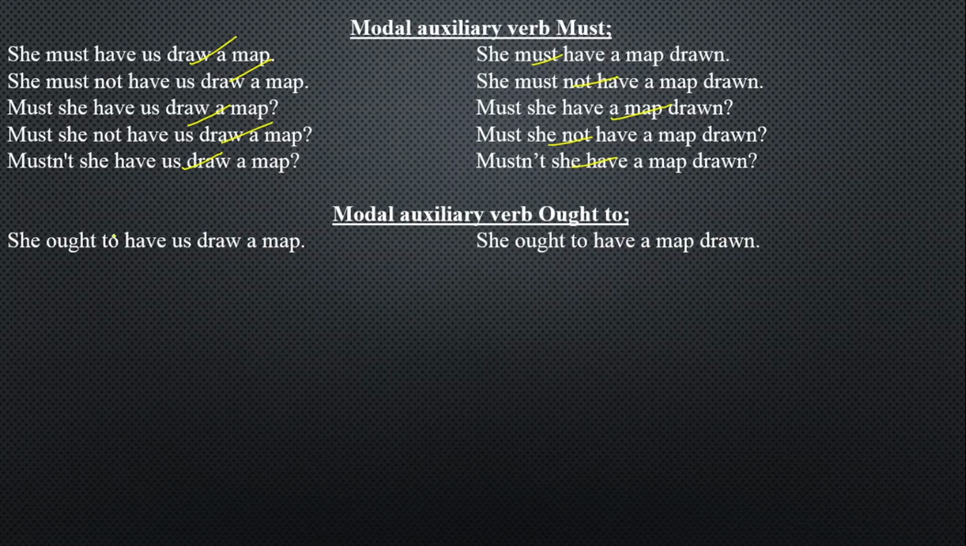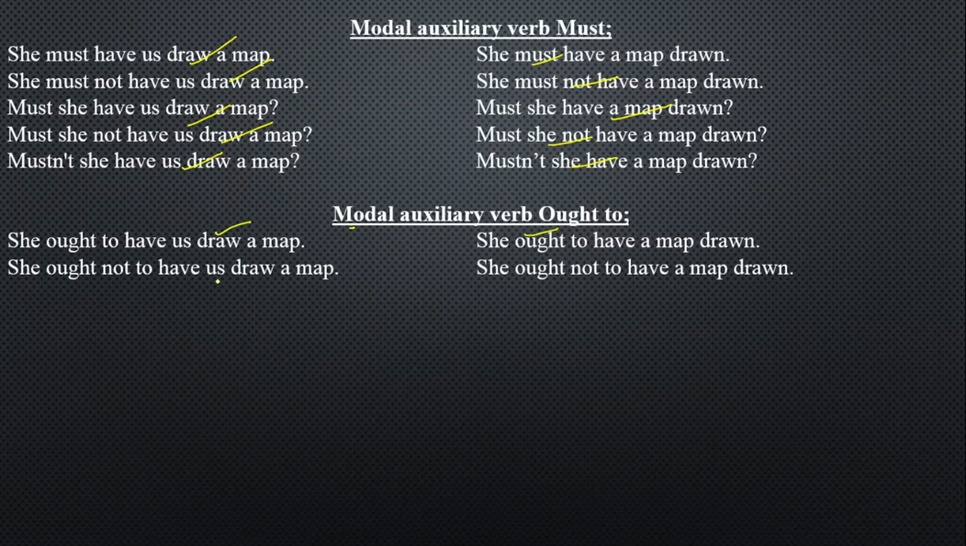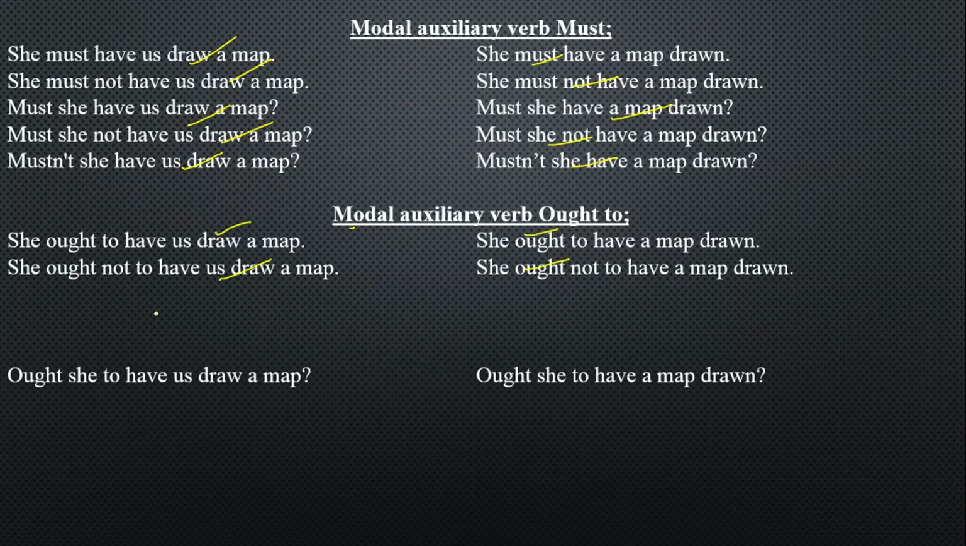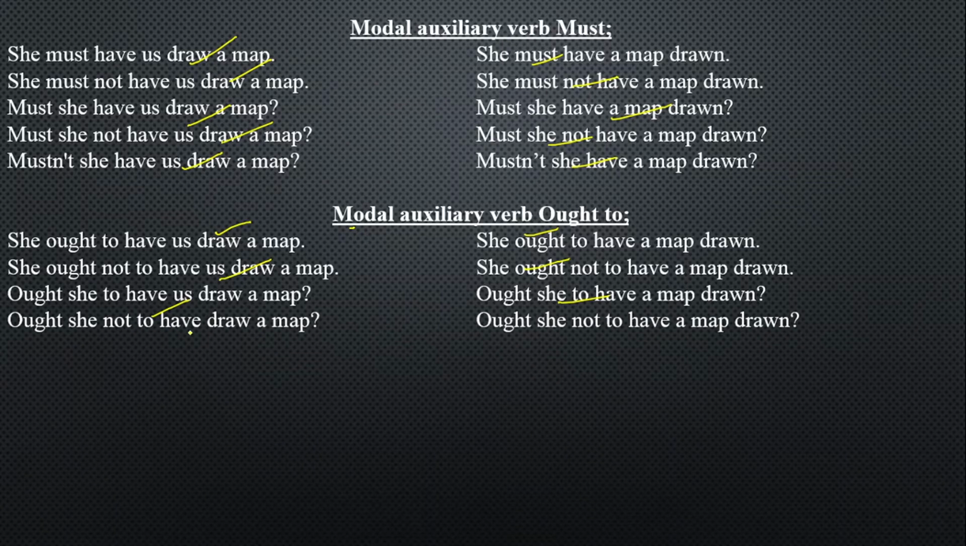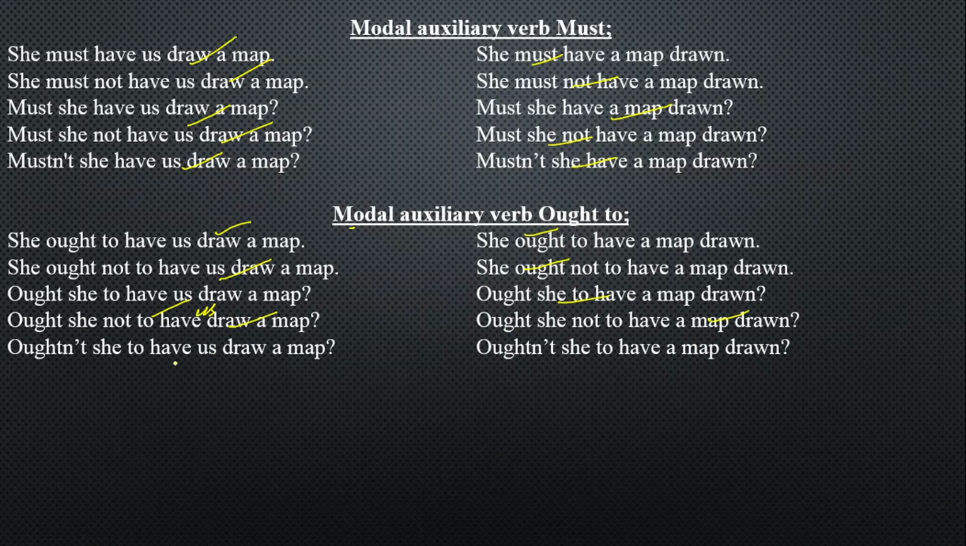She ought to have us draw a map. She ought to have a map drawn. She ought not to have us draw a map. She ought not to have a map drawn. Ought she to have us draw a map? Ought she to have a map drawn? Ought she not to have us draw a map? Ought she not to have a map drawn? Oughtn't she to have us draw a map? Oughtn't she to have a map drawn?